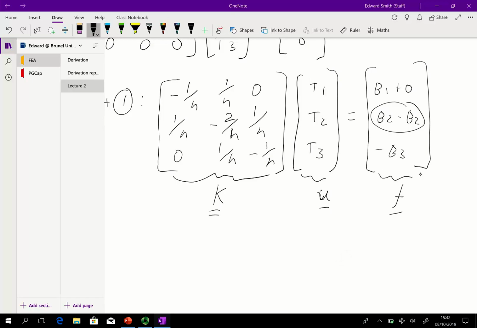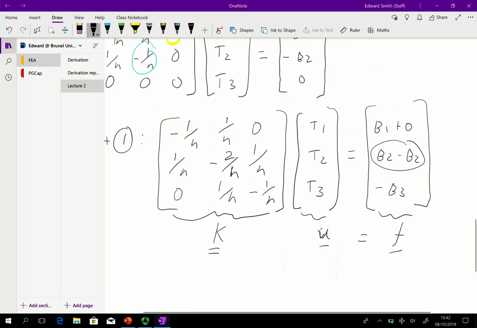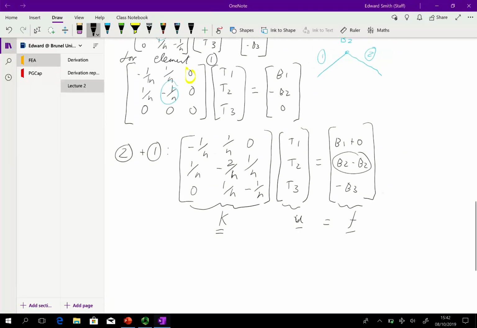essentially you can see hopefully that this matrix is of that form. So what we've done is essentially built up a matrix from these various terms, assembled them together, and now we have something that essentially we can solve.